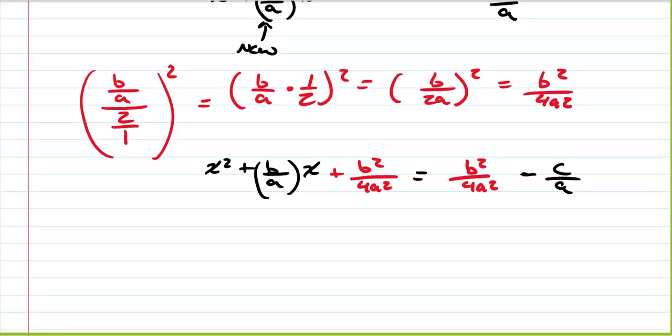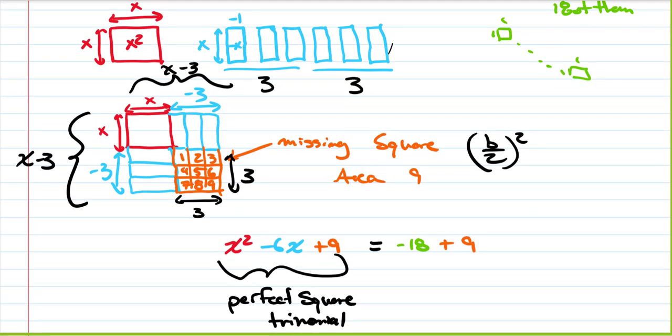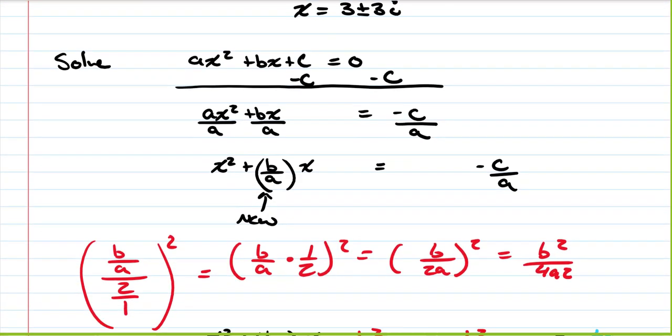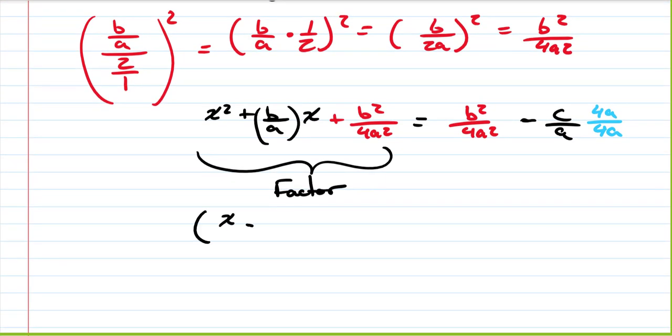So we need to keep simplifying. So over here on the right side, we need a common denominator. I have 4a squared and a, so this is missing a 4a, and this is missing a 4a. And then this guy, we need to factor. So if we go back to our diagram once again, we noticed that we put half of these here and half of these here. That told us what the side length of our square was. So our side length was x minus 3, because we had our x and then we put half of these things, so this is b over 2. So using that same pattern, this is going to factor into x plus b over 2a squared is equal to b squared minus 4ac all over 4a squared after we get our common denominator.